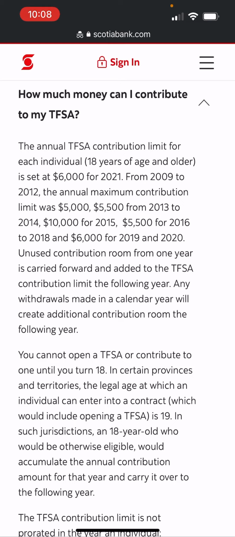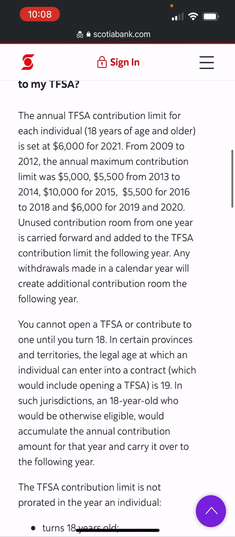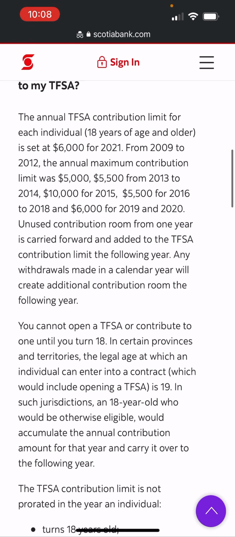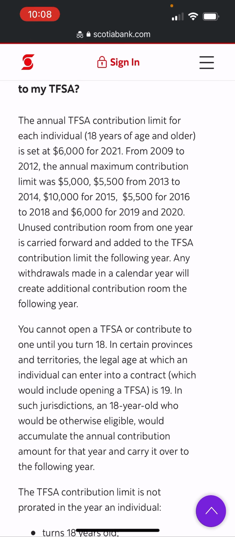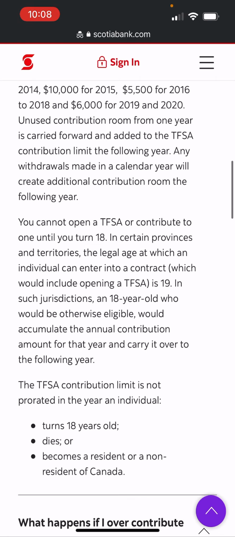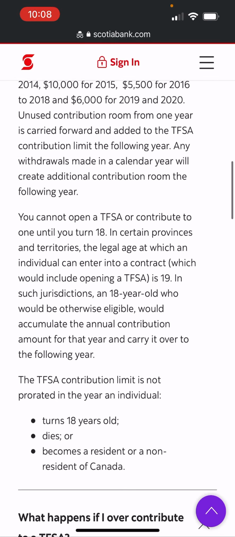So from 2009 to 2012, the annual maximum contribution limit was $5,000. Then it went up to $5,500 from 2013 to 2014. It was $10,000 for 2015, $5,500 for 2016 to 2018, $6,000 for 2019 and 2020. 2021 was $6,000, and 2022 they just announced was another $6,000. So like I said, you have to be 18 years old to open up this tax-free savings account.